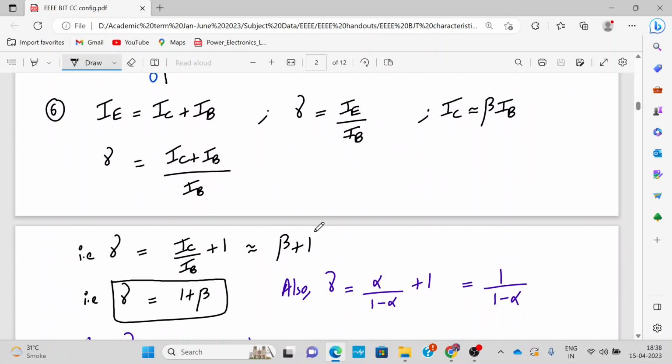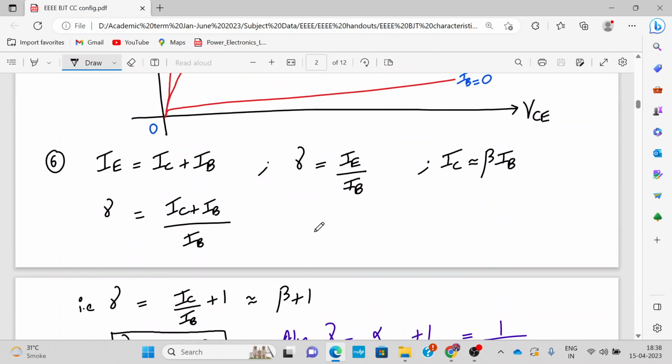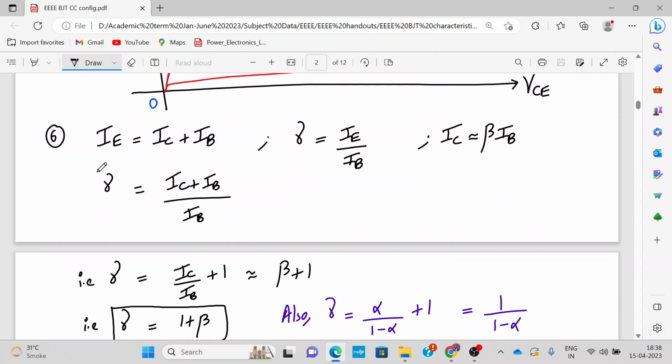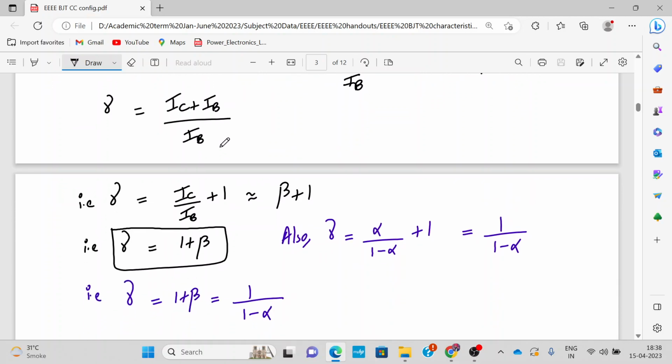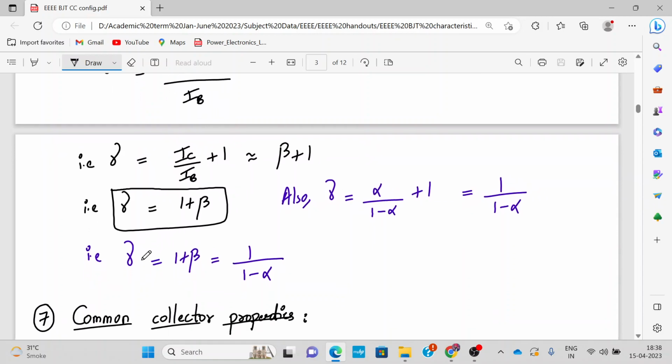Now, let us derive the relation between this gamma and alpha and beta. IE, the terminal current, is IC plus IB, and gamma is basically IE upon IB, and IC is beta times IB, right? So gamma can be written as IC plus IB upon IB, because IE is IC plus IB. So we can take this common: IC upon IB plus 1, where IC upon IB is beta. So clearly we can say that gamma is 1 plus beta.